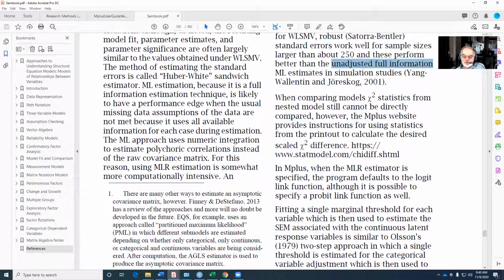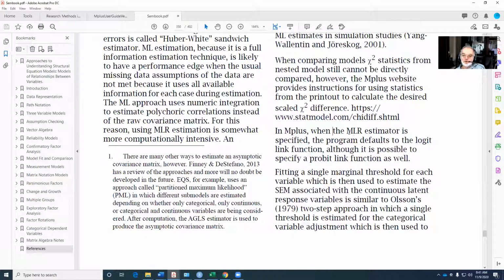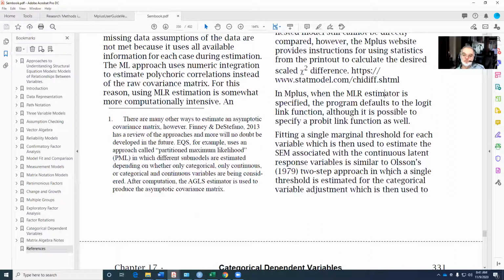So the sad part, though, is you still can't compare the chi-square statistics out of your ML model. And I give you the website to go take a look at calculating those statistics from a printout from two models. When you're doing the MLR estimate, it's going to default to logit inside of Mplus. It's possible to specify a probit link function as well, but in both of those cases, as I mentioned before, if you're doing maximum likelihood, you have to be looking at the standard mean zero, variance 1 probit distribution.